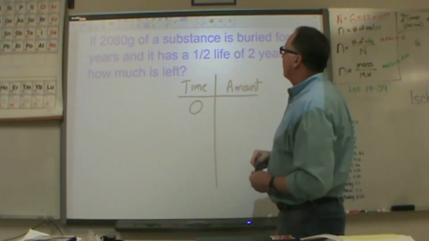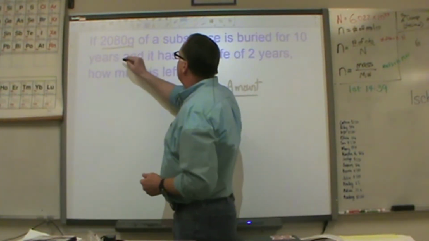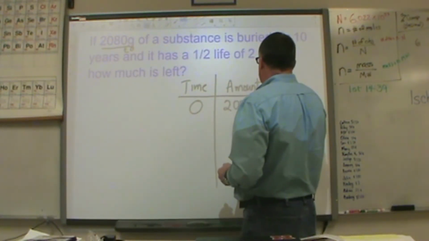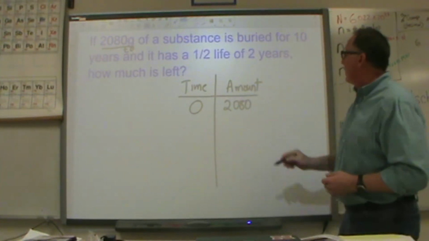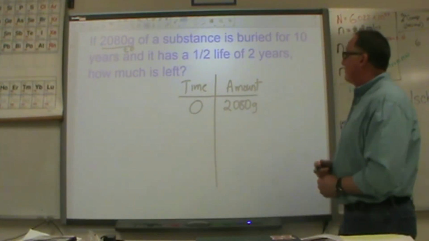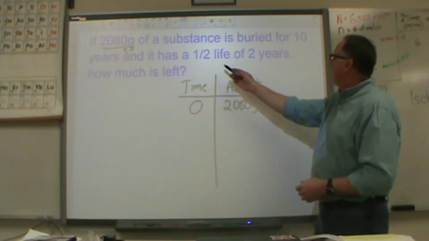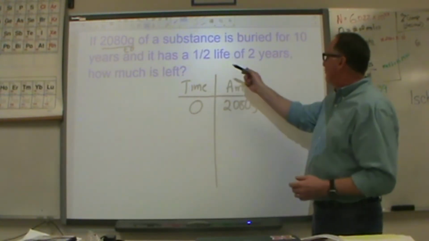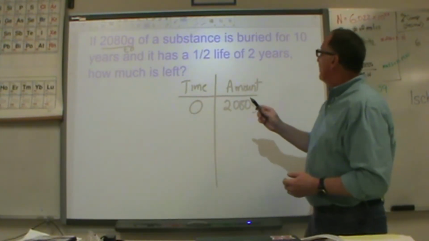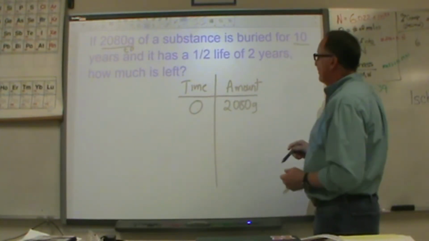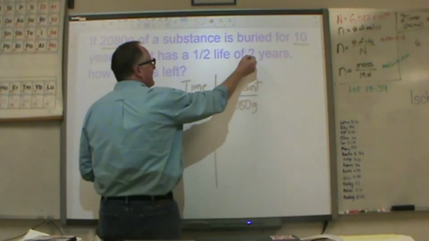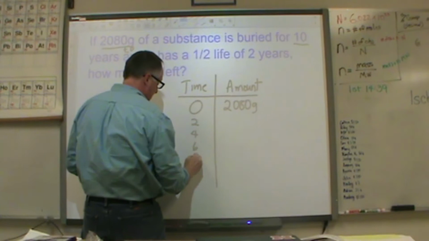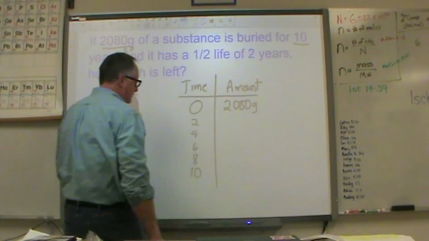So at time 0, it tells me that I have 2,080. So I start with 2,080 grams at time 0, and it has a half-life of 2 years. On the time, I'm going to count up by the half-lives, which in this case is very simple. I'm going to count by 2s until I get to the total time, to 10. So this tells me what to count by. That's where I end. So 2, 4, 6, 8, 10.